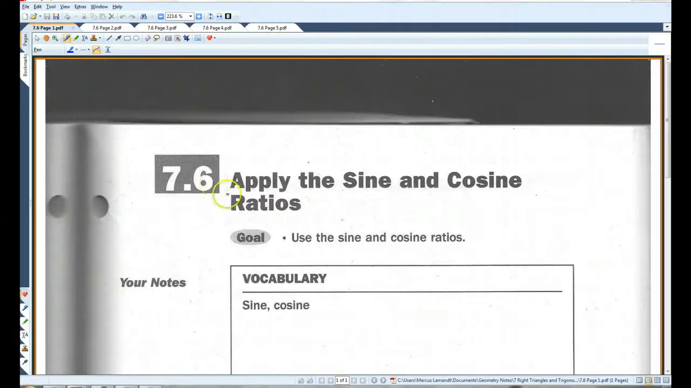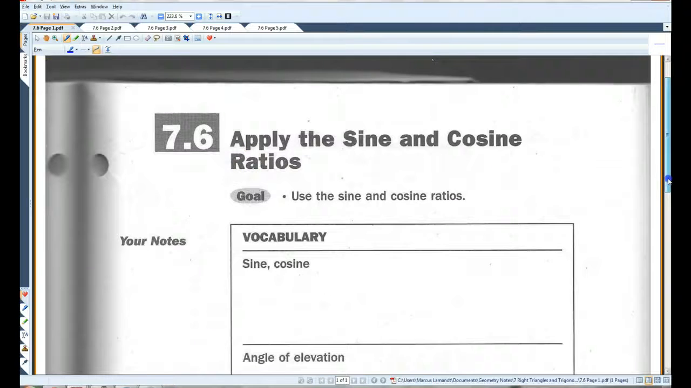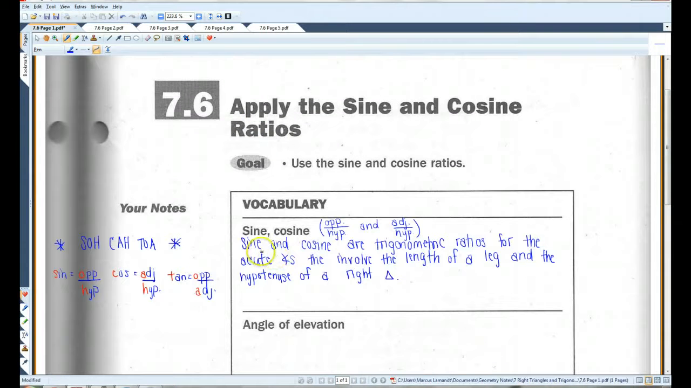Alright, if you guys could please turn to 7.6, apply the sine and cosine ratios. Sine and cosine are trigonometric ratios for the acute angles that involve the length of a leg and the hypotenuse of a right triangle. Okay? Sine is opposite over hypotenuse, and cosine is adjacent over hypotenuse.